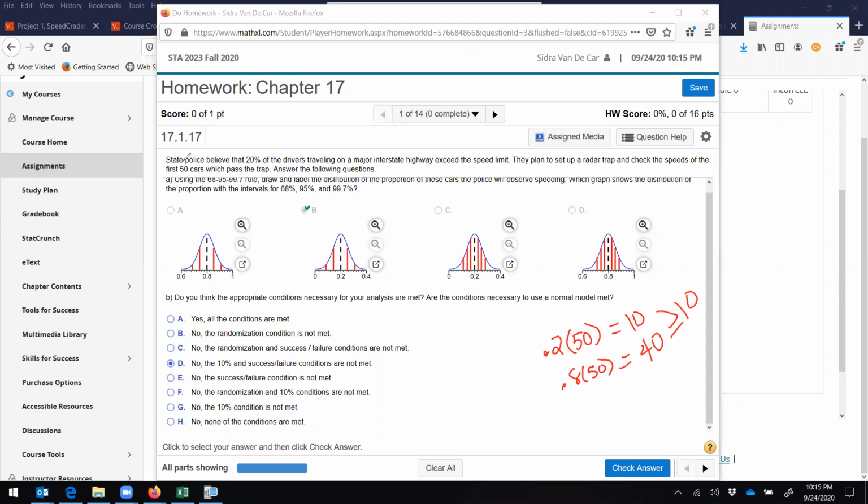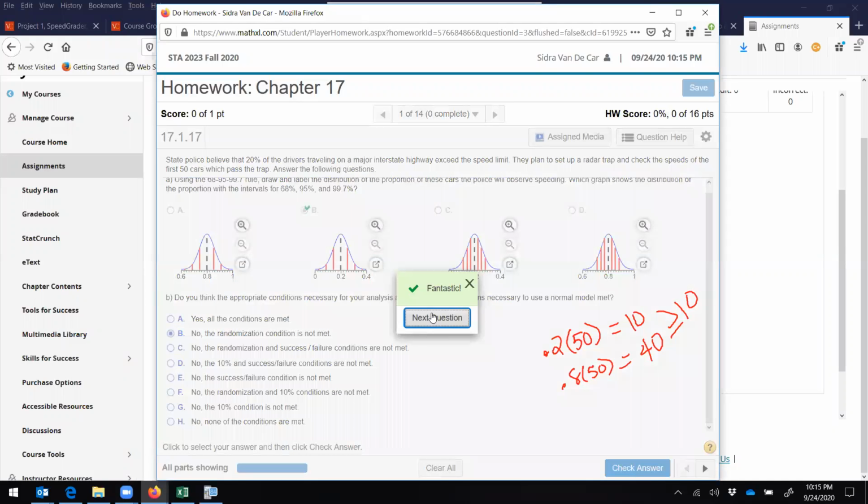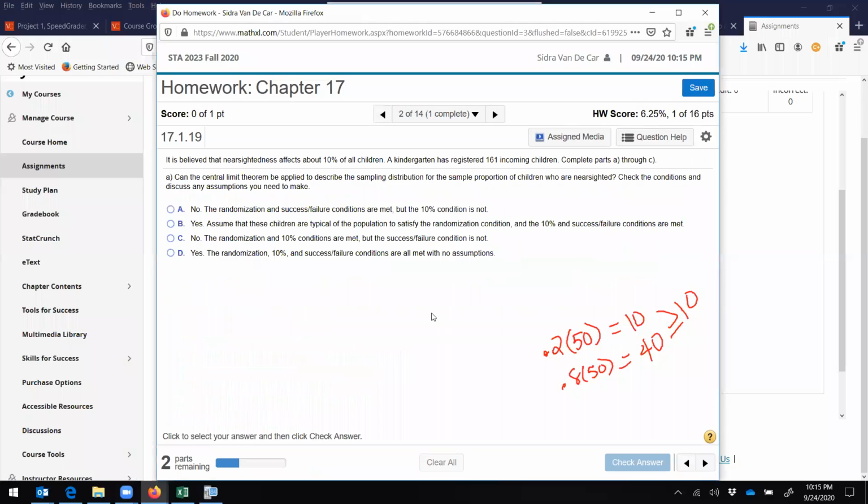So all of those conditions are met. The only thing that we would worry about here is the randomization. Our success failure condition is met, the 10% condition is met, but I would say the randomization is not met, although the sample might be representative of the cars on that road. So we can proceed with it, but that randomization condition is a problem.